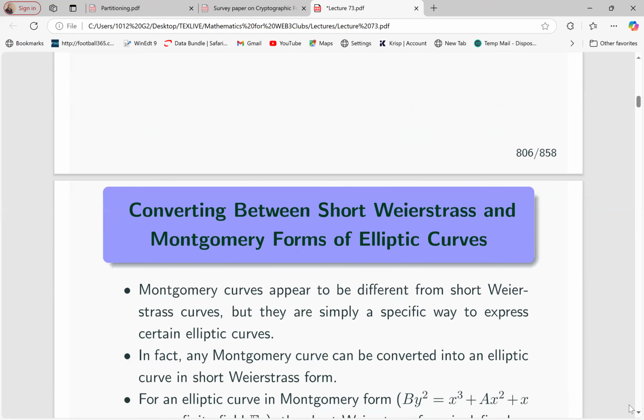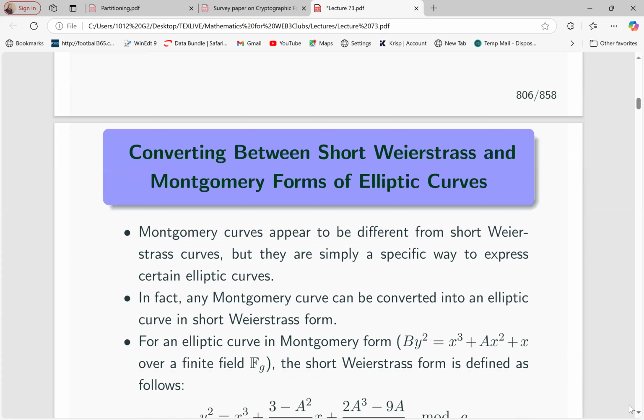Okay, so let's again see how to convert from short Weierstrass to Montgomery and back. And of course, we had done this, just recalling, so that as we proceed, we have the basics so that we don't struggle going forward.